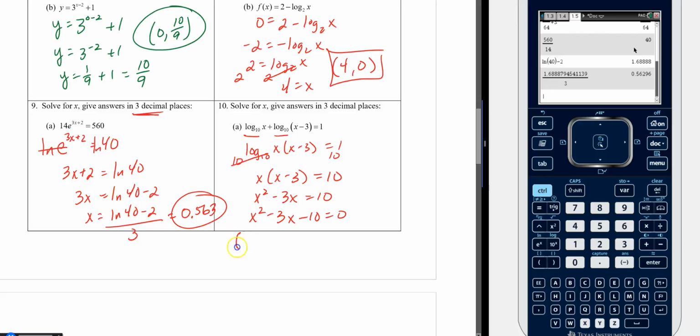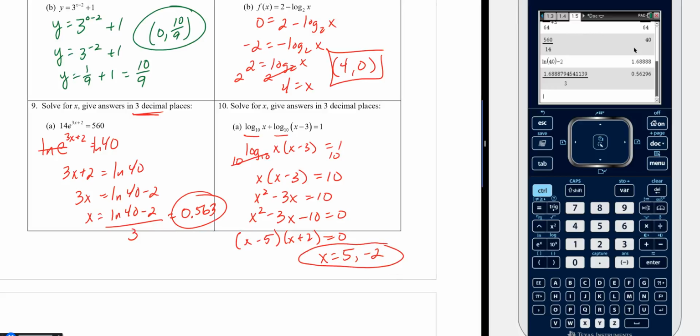Equal to 0. That should factor to be x minus 5 times x plus 2. If you don't want to factor it, again, we can use the quadratic formula. And when we solve that, we get x equals 5 or negative 2. But remember, we have to check both of those. When we check them, we have to make sure that our logs are positive. So log base 10 of 5 is good. Log base 10 of 5 minus 3 is also good. But if I try to plug in the negative 2, the negative 2 will not work here. So negative 2 is extraneous.